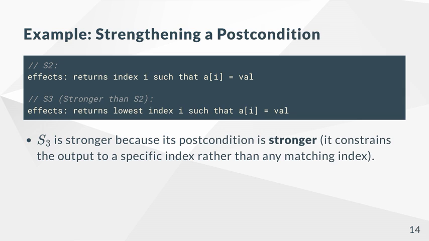Now let's look at strengthening the postcondition. S2 says, return any index i such that array[i] equals value. S3 says, return the lowest index i such that array[i] equals value. S3 is stronger because it constrains the output more tightly. It makes a specific promise about which index is returned, whereas S2 left that up to the implementer.